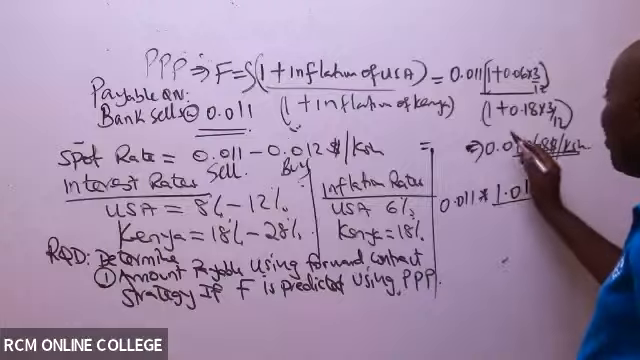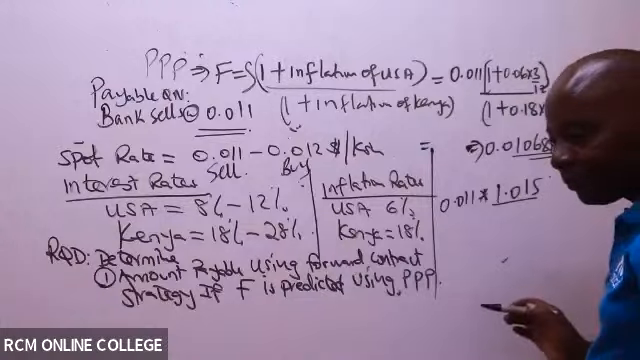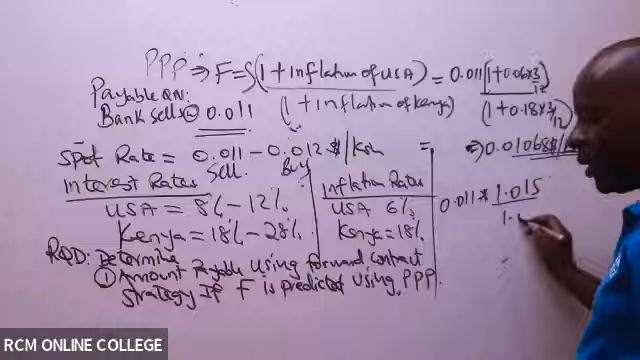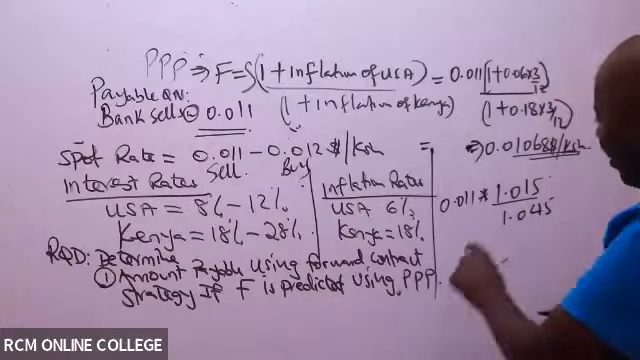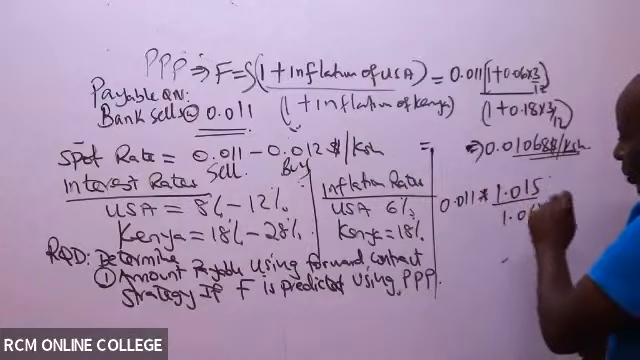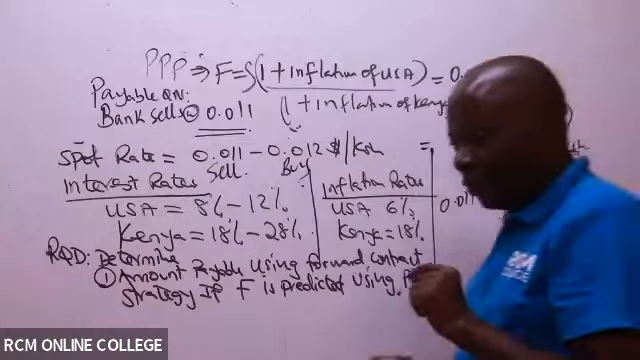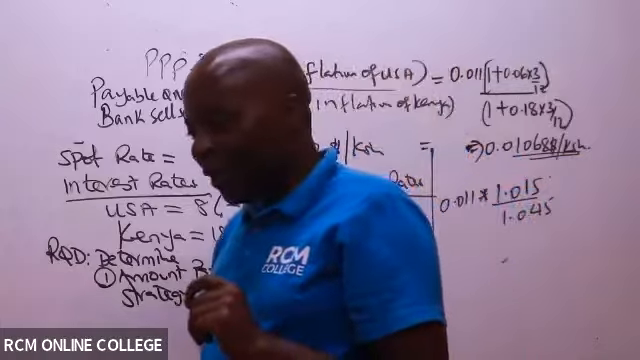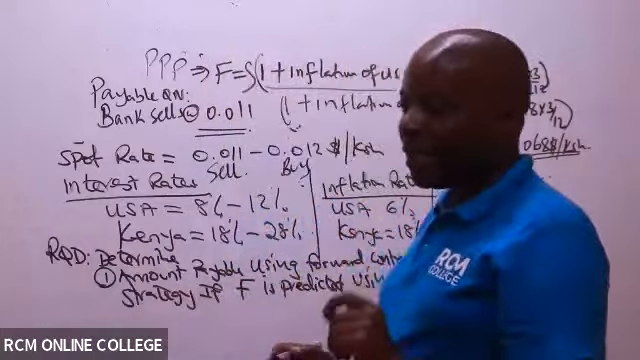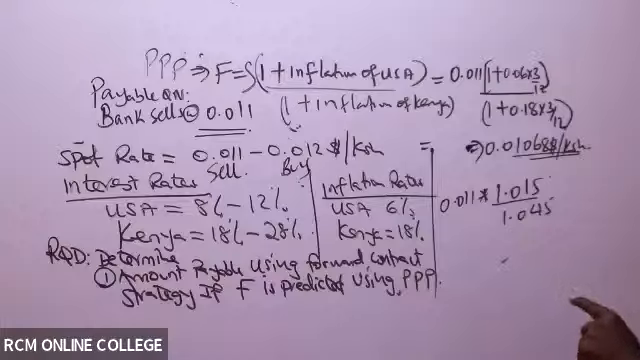1.015. All over, how about the denominator? 1 plus 0.18 times 3 over 12, which is 1.045. Then I can pick up my calculator and say 0.011 times 1.015 divided by 1.045, which gives me 0.01068. Are you sure, Joy? It is 0.01068, not 1068. Don't miss that 0 out.